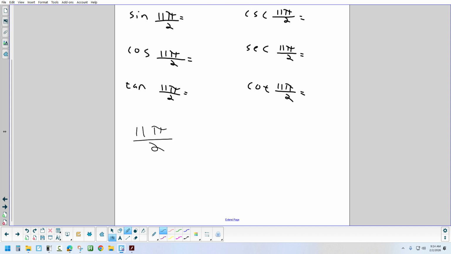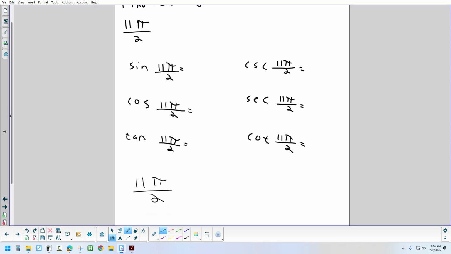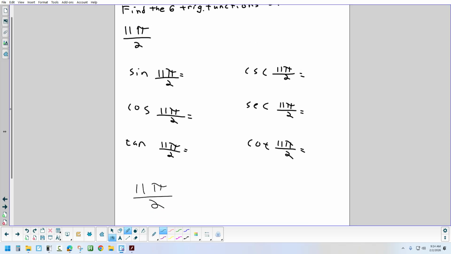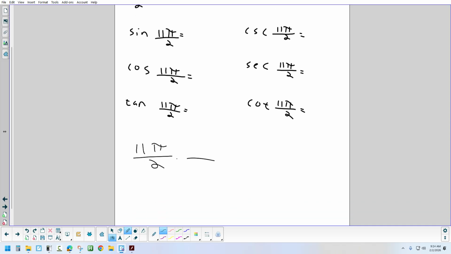So changing to degrees is only if you don't know how to figure out the coordinate. Maybe that'll help make it easier for you. So we got 11 pi over 2. What do we multiply by to get it in degrees? 180 over pi. Okay. And what's going to happen there? Pi's are gone.